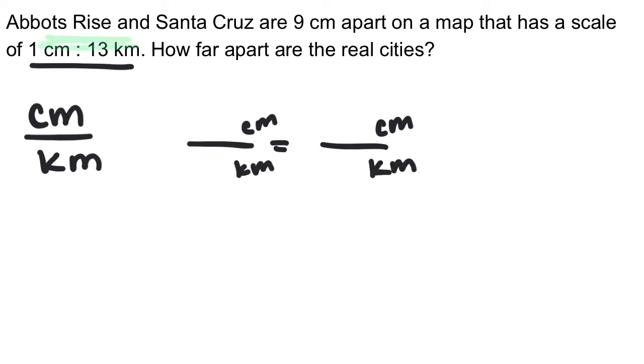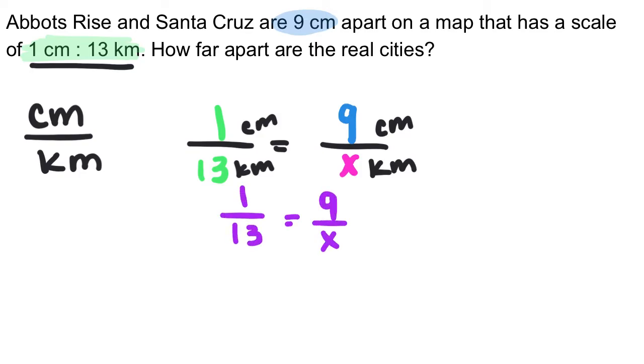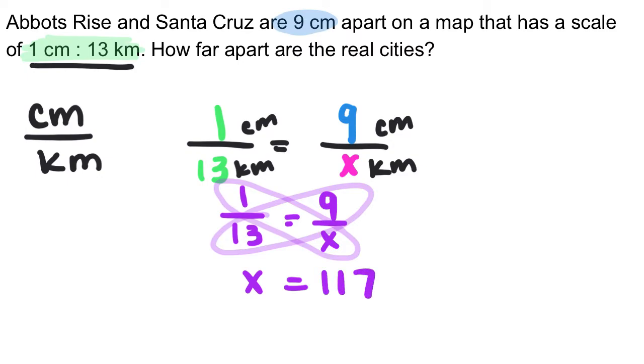Now the scale that's given to us is 1 centimeter to 13 kilometers. So I have 1 centimeter to 13 kilometers. It also tells us that we have Santa Cruz and Abbott's Rise, which are 9 centimeters apart. So I have a 9 that goes on the top, which means that this x, kilometers, is what I don't know. So if I rewrite this as 1 over 13 equals 9 over x, to ignore my units so I can focus on solving, I get 1 times x, which is x, and 9 times 13, which gives you a value of 117. And we see from what's unknown above, our units was kilometers, so our answer is 117 kilometers.